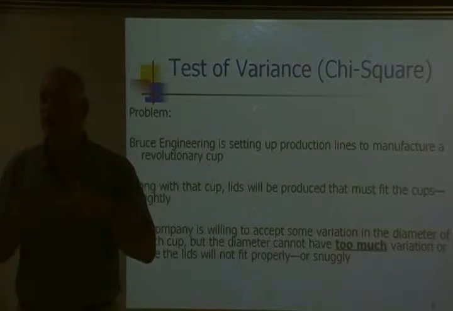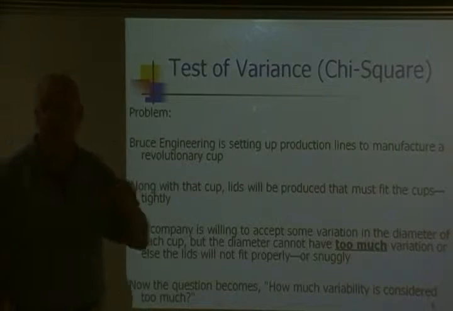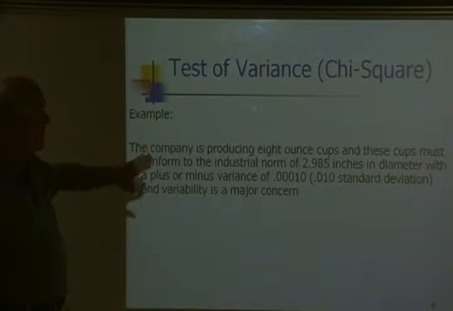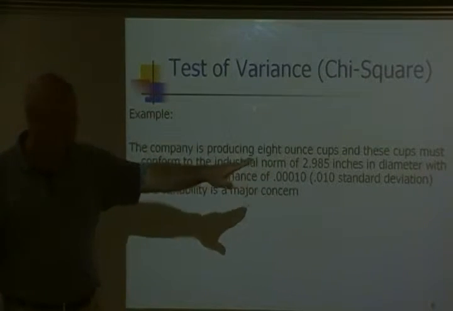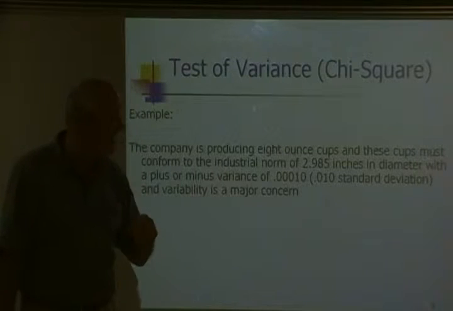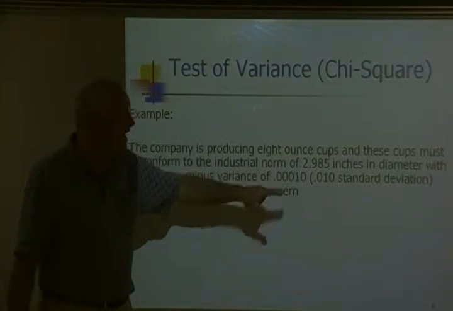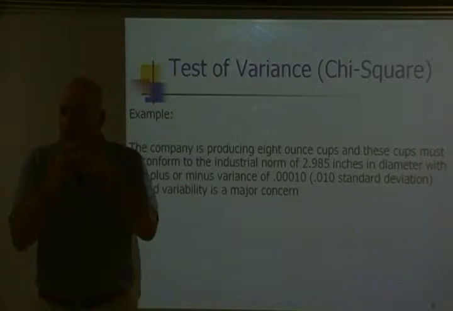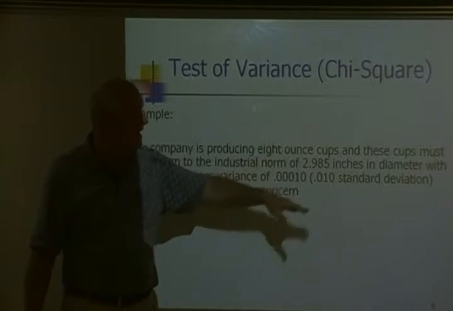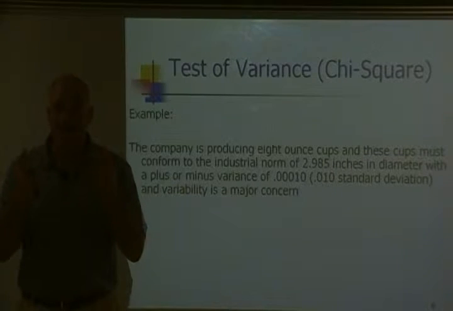Now, this was an actual company years ago that all this data came from. So the question becomes, how much variability is considered too much? Well, that's what we want to look at in the production sense. So in this example, the company is producing 8-ounce cups, and these cups must conform to the industrial norm of 2.985 inches in diameter, with a plus or minus variance of 10 thousandths. Okay, that's a standard norm. At that particular time, in this size of cup, 2.985 inches, the variability can't be more than 10 thousandths. Now, that's not a whole lot.